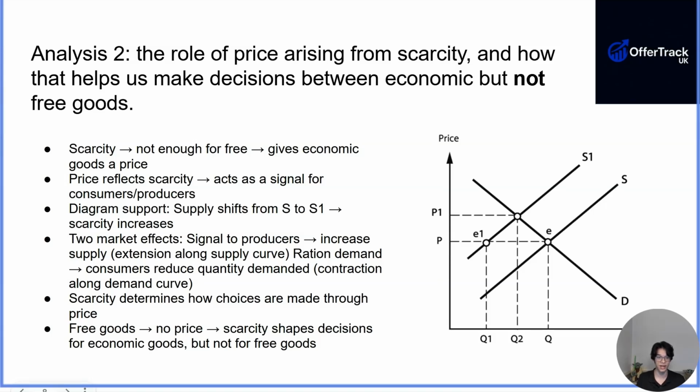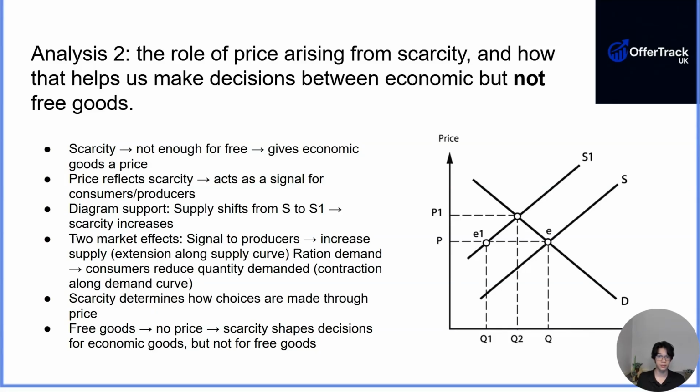Similarly, the high price rations demand. Consumers reduce their quantity demanded from E to P1 Q2, which leads to a new equilibrium price and quantity at P1 Q2. This shows how scarcity not only creates the need to make choices, but also determines how those choices are made through the price and market mechanism.